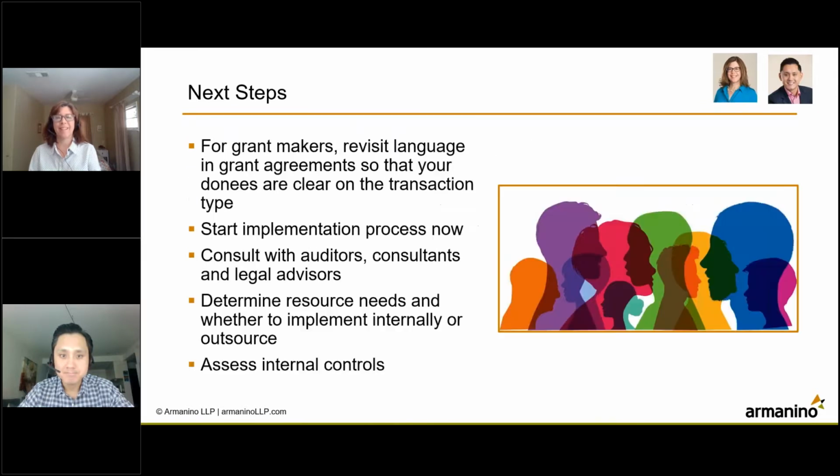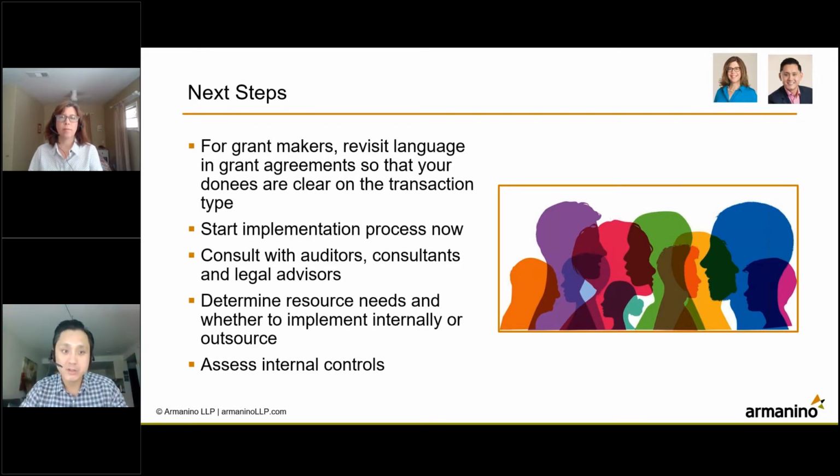Absolutely. I think there's one more slide. And for grant makers, for foundations and other folks that do make grants, really revisit the language in your agreements so that your donees are really clear on your intent of the contributions. I've worked with some of my grant-making clients and reviewed some of their contracts, and provided our thoughts on this: if you intend for this to be a conditional contribution, really make sure there's language in there that clearly spells out what the barriers are and make sure that the right of return is linked back to that barrier.